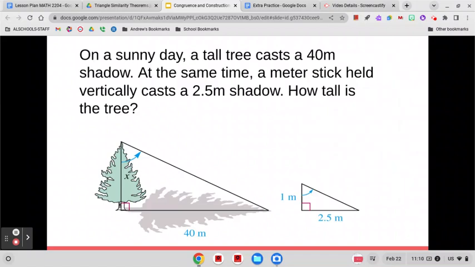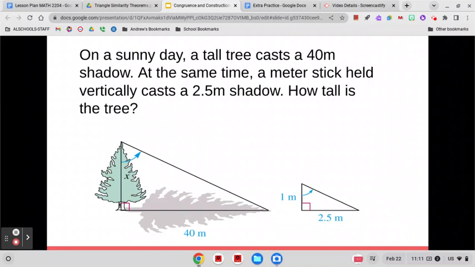Okay, so I'm going to do this problem. A lot of standardized tests and textbook tests really like shadows. Shadows show up all the time. The building has a shadow. The tree has a shadow. The pole has a shadow. The person has a shadow. The kangaroo has a shadow. They love shadow problems. So we're going to start with a shadow problem.